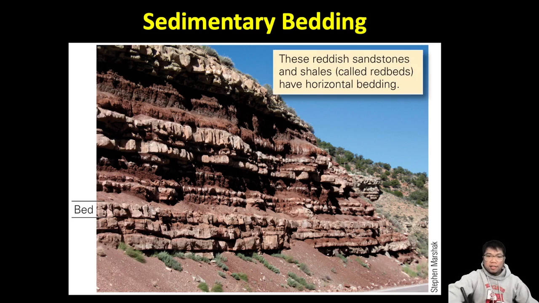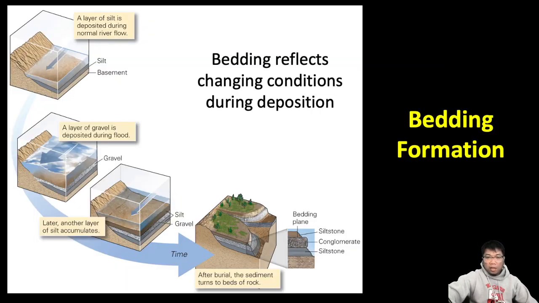This is an example of sedimentary bedding. These are just layers of sedimentary rocks, as you can see here. These are some nice layers of sedimentary rocks. These individual layers of sedimentary rocks are what we call bedding, or a bed of sedimentary layers. Those different layers actually reflect changing conditions during deposition.